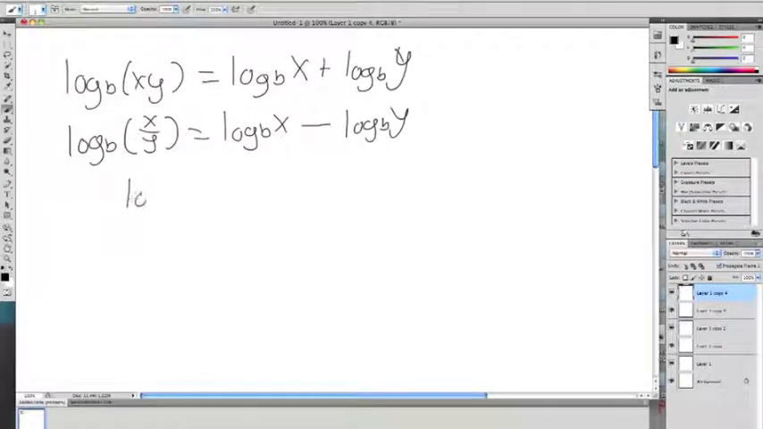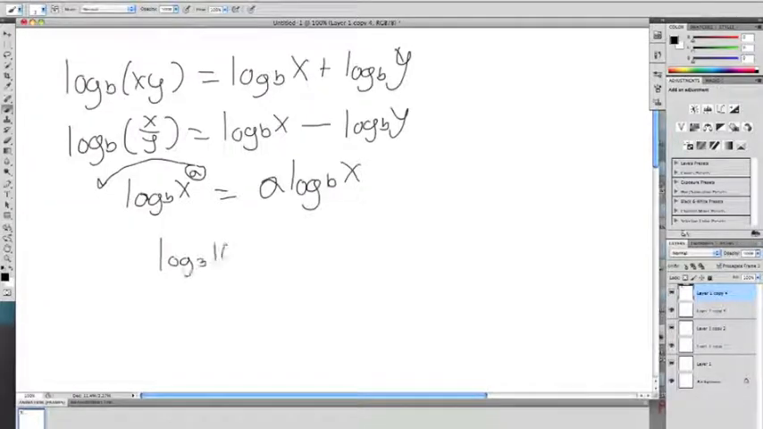Now for this one, the log has an exponent, for example, log base b of x to the power of, let's say, a. You can actually take this a and just move it to the front of the log, so it'll equal a log base b of x. Now an example of that would be log base 3 of 10 to the 5th power. That would equal 5 times log base 3 of 10.